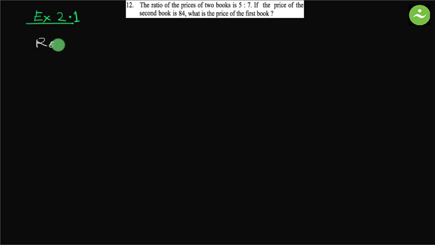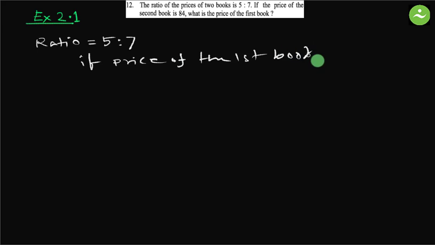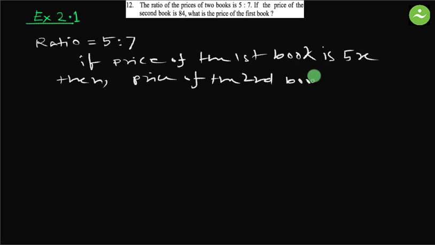The ratio is 5:7. The second book, or second quantity, is 84. 84 means 84 taka. As per the ratio, if the price of the first book is 5x, then the price of the second book is 7x. We already know the second book is 84 taka.